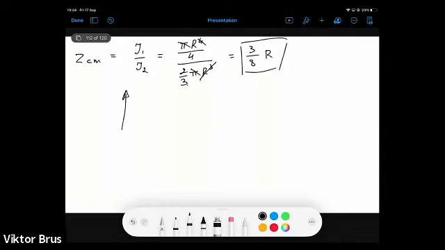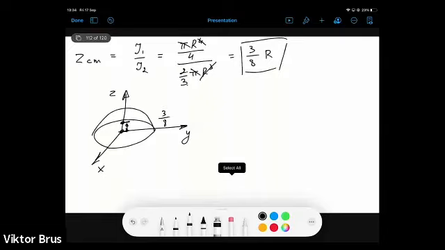So if we have this situation, x, y, z, and here is our semisphere, the center of mass will be at some point along axis Z, at a distance from the origin of 3/8 of the radius of the sphere. This is the coordinate along Z. We can write Z center of mass, and X center of mass is equal to Y center of mass, and this is equal to 0. So this is the answer for how we calculate the center of mass for this three-dimensional continuous object.